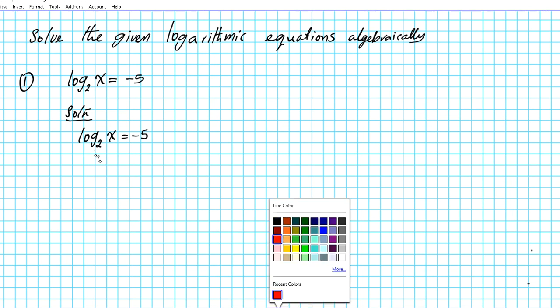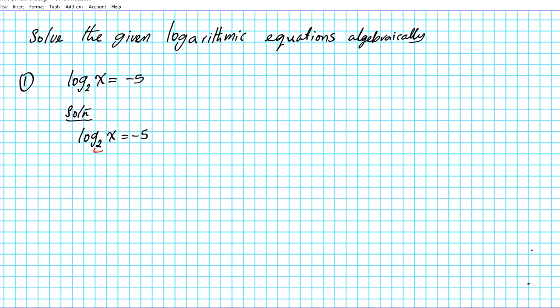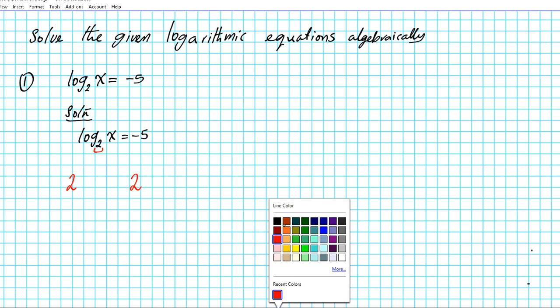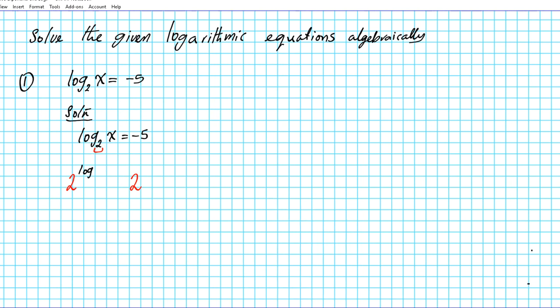So since the base of this logarithm is 2, we're going to exponentiate both sides of the equation using 2 as the base of our exponentiation. Okay, so what does that look like? We put a big 2 on the left and a big 2 on the right. Alright, and then on the left side we'll have a little log base 2 of x equals 2 to the little -5. Alright, so this is what exponentiating both sides with a base of 2 looks like.